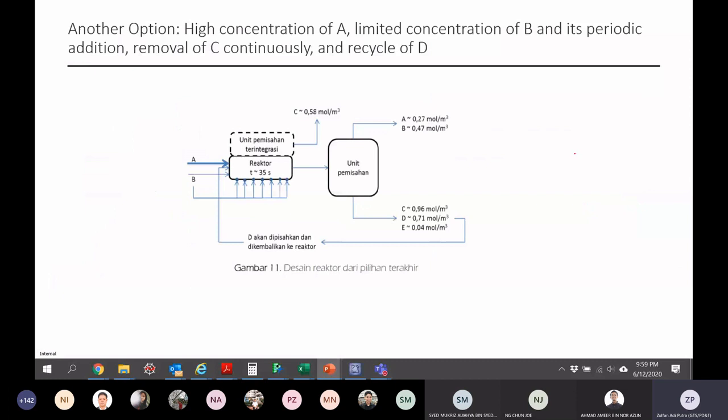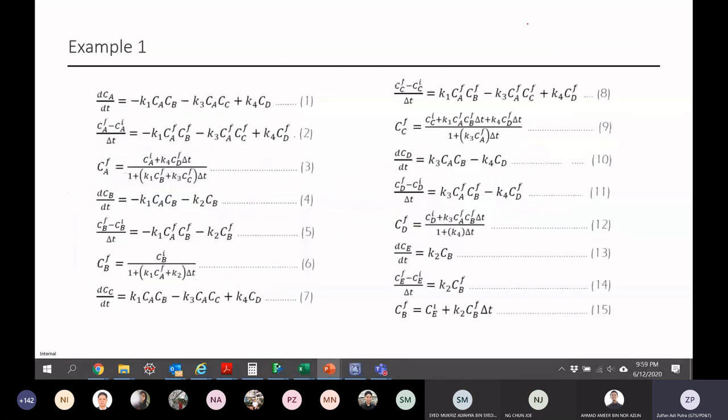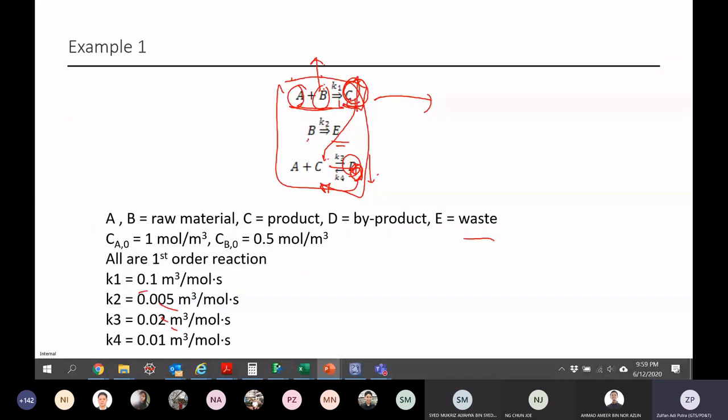Lastly, there is another option as well. We increase the concentration of A, with limited concentration of B. Why do we limit the concentration of B? Because if you go back to the reactions, B produces E, and this E is just waste. So we have to limit B. A will react with C to make D, but D can go back to C and A.